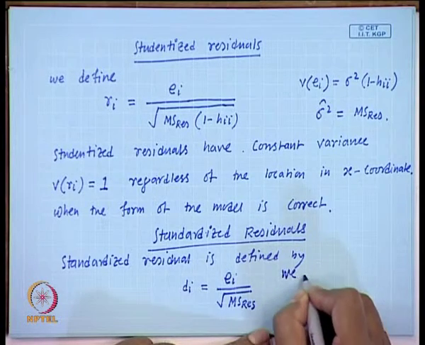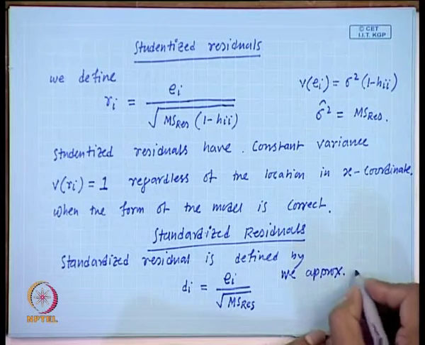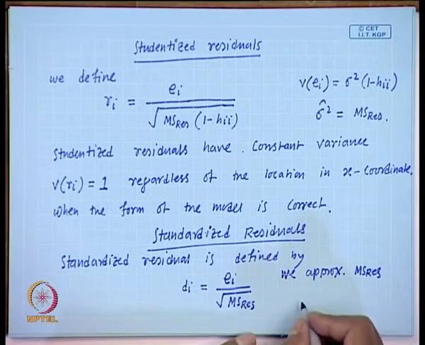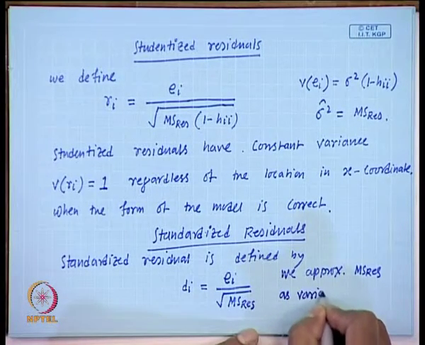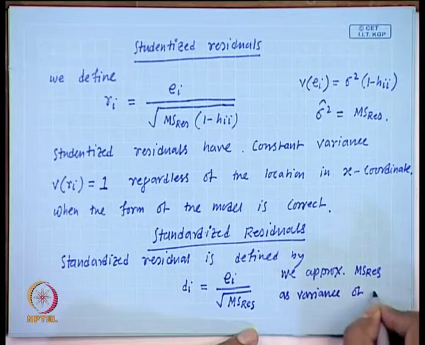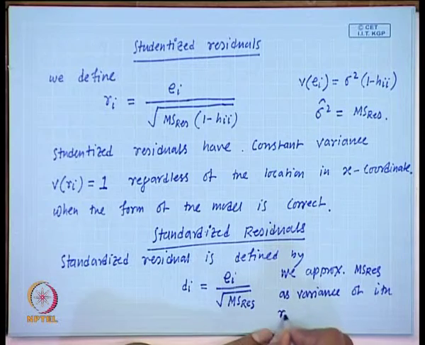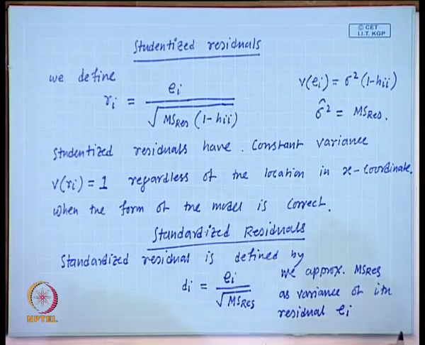So, here we approximate MS residual as the variance of the ith residual ei.